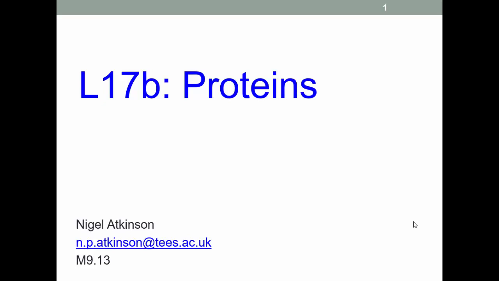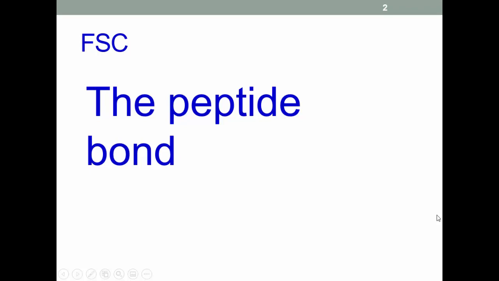Right, so back for part 2 of proteins. Click that to move it on. Okay, we'll look at the peptide bond. This is the link between amino acids and amino acids in proteins and peptides.